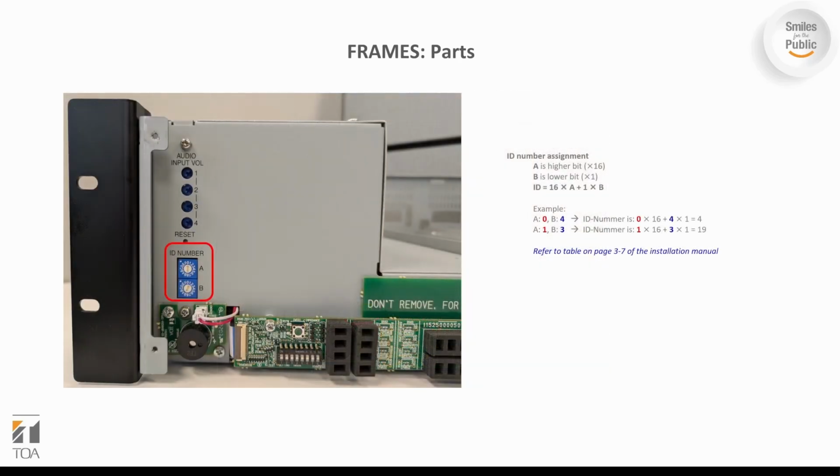There are two rotary knobs on the left-hand side for the frame ID setting. These allow you to set the ID number of the frame. Frame IDs are hexadecimal digits. The first digit is determined by the first knob, knob A, and the second digit is determined by the second knob, knob B. Frame IDs start from 00 and progress up to FF. Each frame must have a unique ID number, otherwise it will not be discoverable by the configuration software.